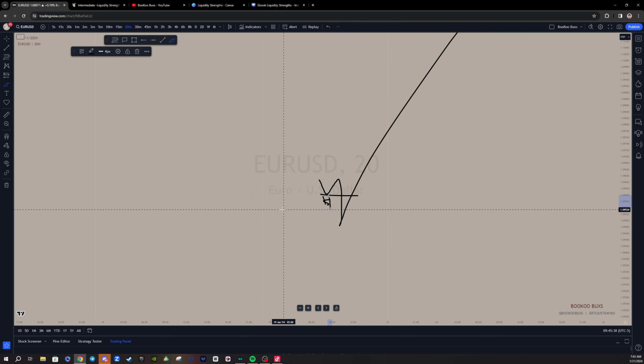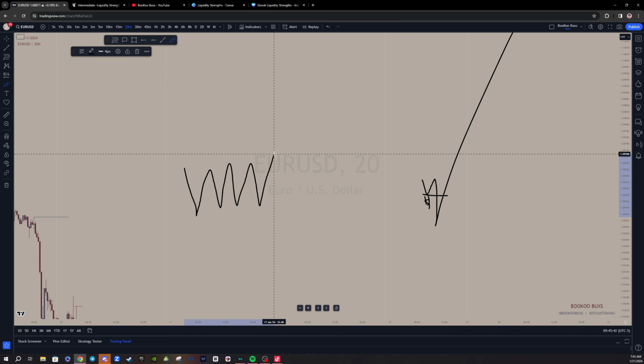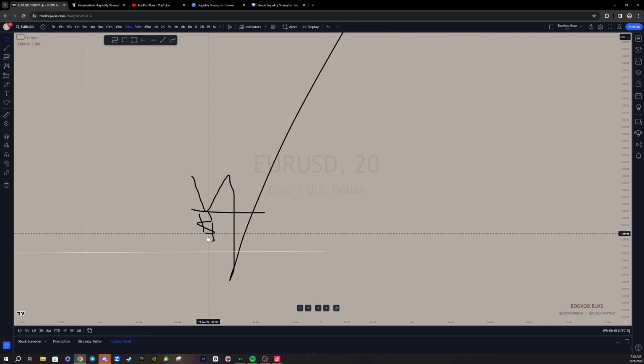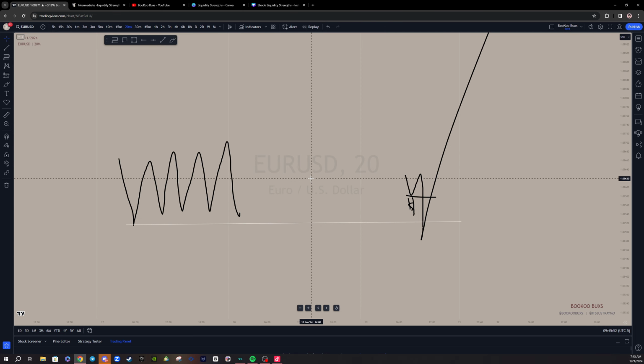If price does this, you probably want to look back and then you'll start to see maybe something like this. And then you realize, oh, it actually took out all of these lows. So this right here wasn't the main liquidity sweep that caused price to move. It was actually this major area. And why is this a major area? It could be for several things.